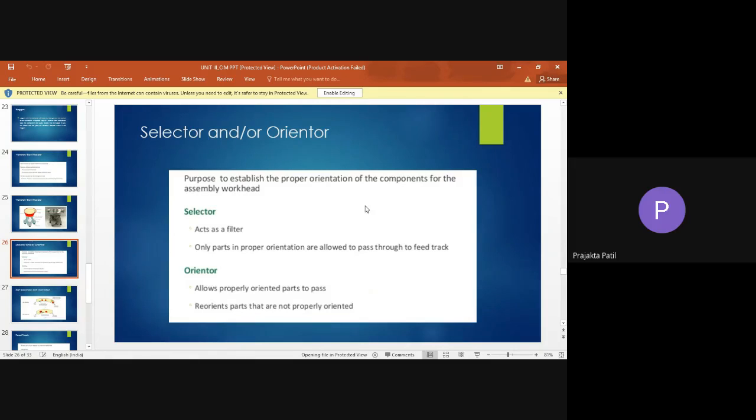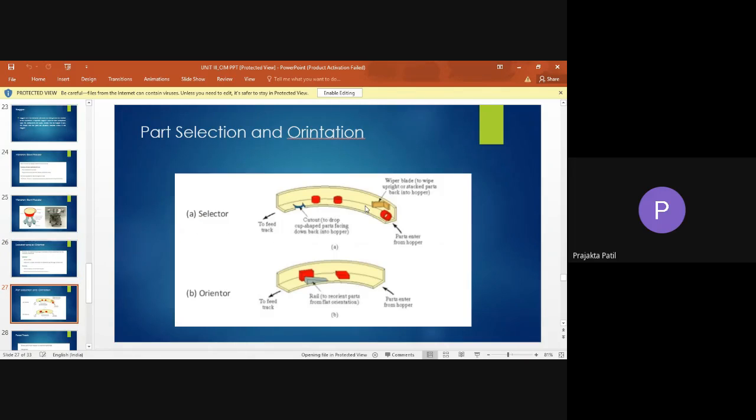Next, what is an orienter? It allows properly oriented parts to pass. The orienter orients parts that are not properly oriented. So here you can see this is an orienter. What it will do is orient the part in the proper orientation. Here you can see this square block is placed flat, but it basically needs to be held in this way. This is how the orientation is. With the help of this orienter, the orientation of this block can be changed here.